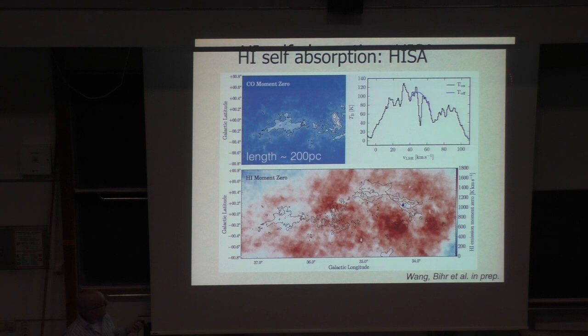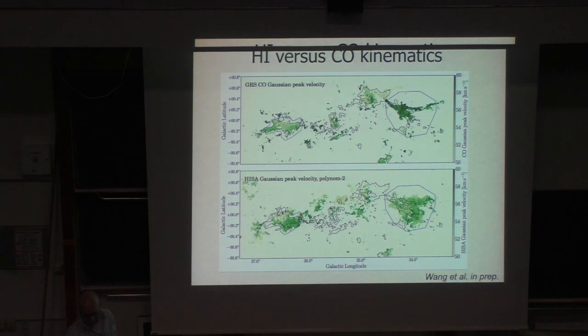So how does the velocity structure of this HISA compare to the CO? In the top panel, first moment map, you see the velocities between 50 and 60. This is CO, carbon monoxide, from the so-called GRS survey, the Galactic Ring Survey. And the bottom panel shows you the same region on the sky with the HISA, so the Gaussian fits to these absorption spectra. Same velocity range, so even visually one sees, okay, these two structures seem to trace similar gas kinematics.